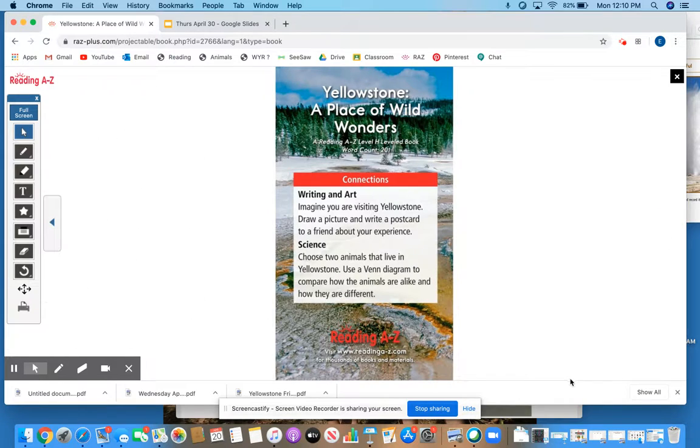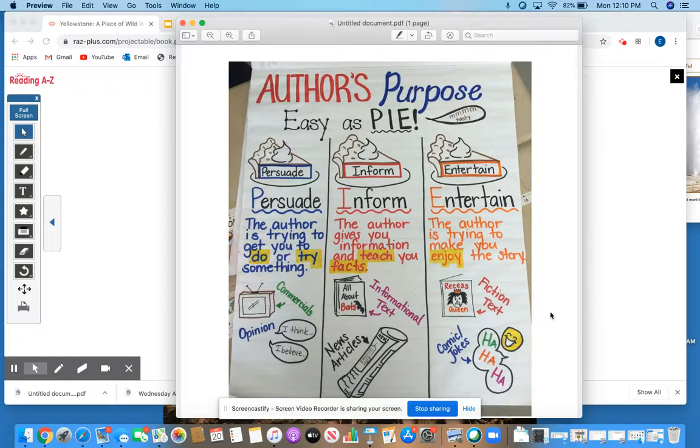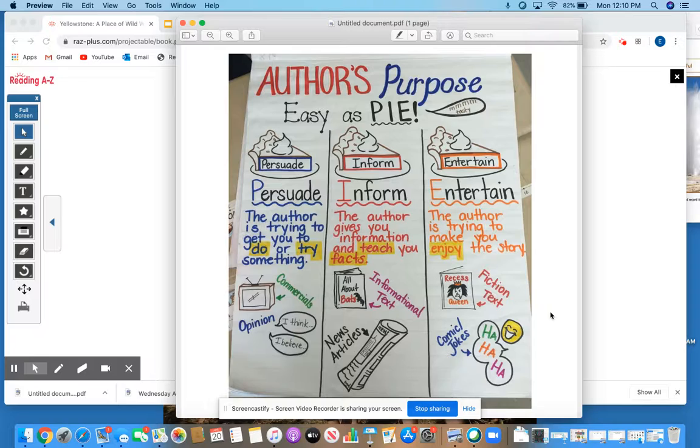All right, so when I go back to this, I'm thinking, did the author write that to persuade me to do or try something? Was the author giving me information and teaching me facts? Or did the author write to make me enjoy the story? The author of this Yellowstone book wrote it because they wanted just to inform us. Most nonfiction books usually are to inform us.